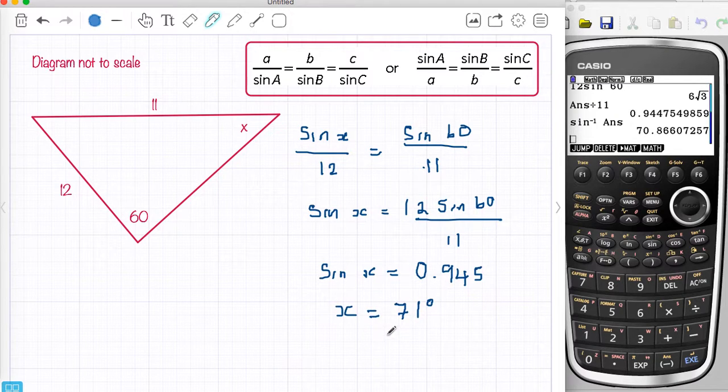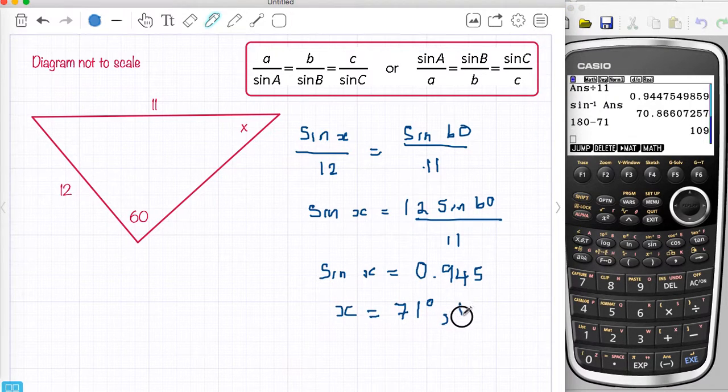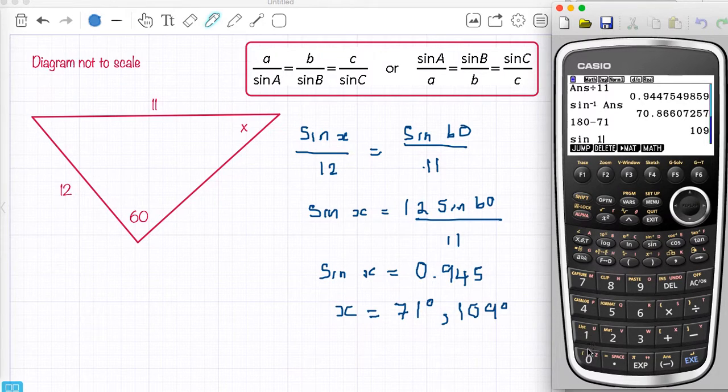Now here's the confusing thing. With the sine rule, there's actually a second answer to this. And this comes because of the peculiarities of the sine curve and the way the sine curve is formed, but we do 180 take away 71 to get the second angle, and that's all you need to remember if you don't know about the sine curve just yet. And so we have a second angle which is 109. Now I can just show you that if I do sine 109, it comes back to here. And it's because we've got these two angles, 71 and 109, so it's 180 take away this one.